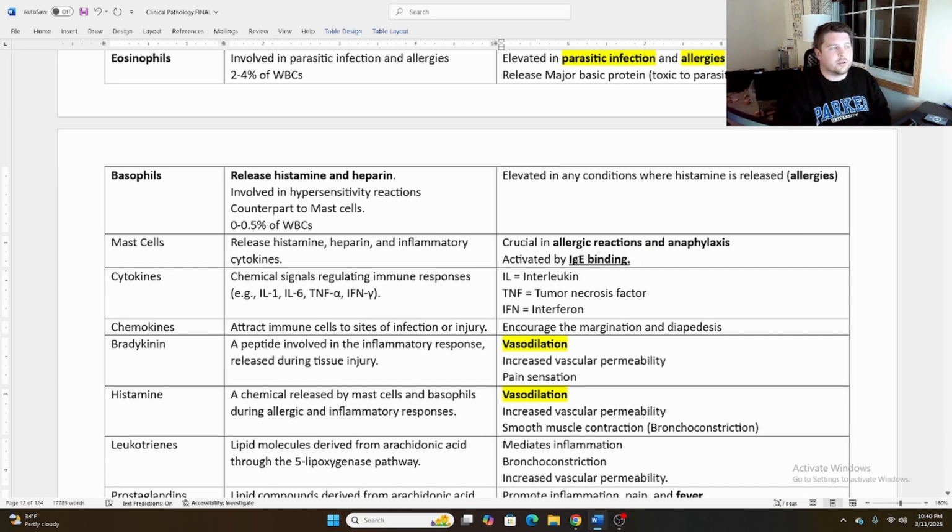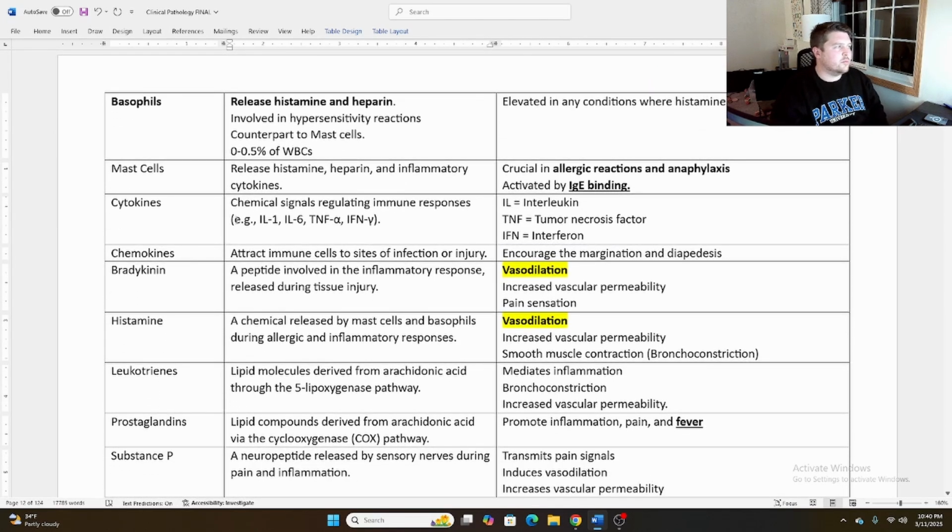So immunoglobulin E binds to mast cells. Immunoglobulin E, these are activated when we have some type of allergic reaction. They bind to mast cells to produce all of this other stuff.